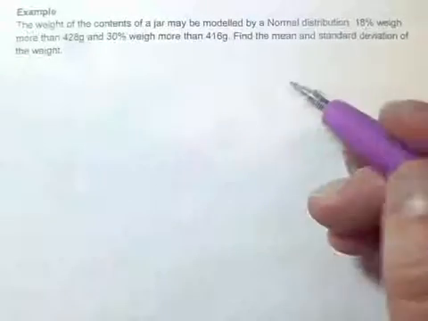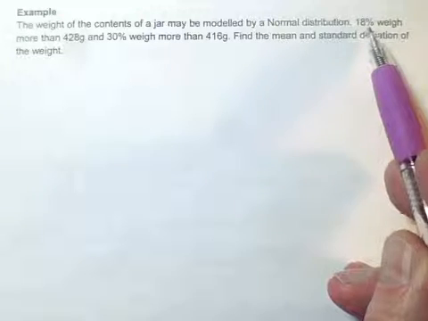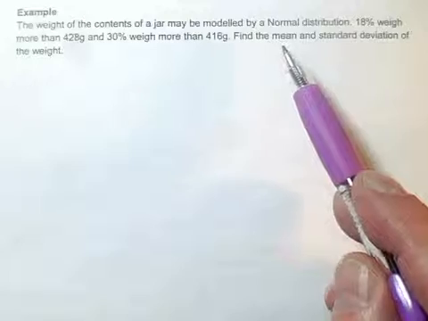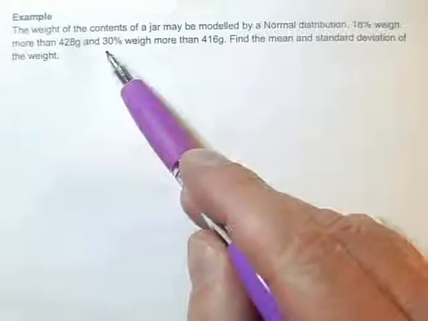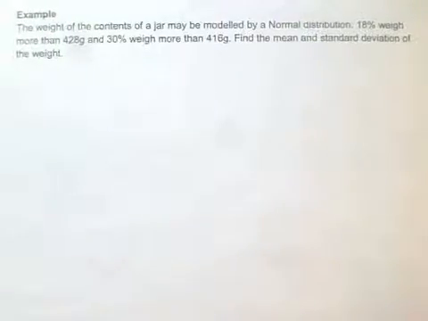Okay, here we've got another question. It's a normal distribution question. We have a probability of 18%, but this time I don't know the mean and I don't know the standard deviation. In fact, I've got two probabilities. This 30% is another one. So this is going to turn into simultaneous equations.